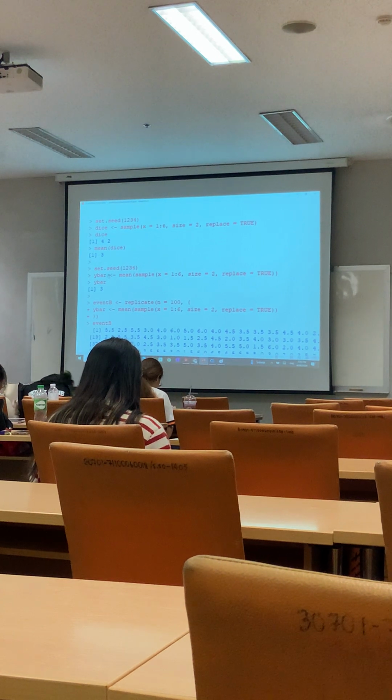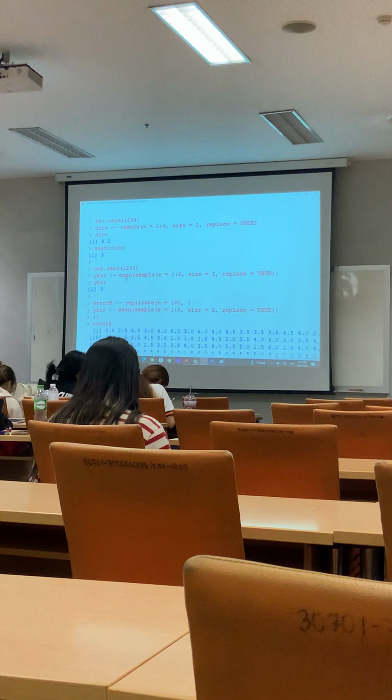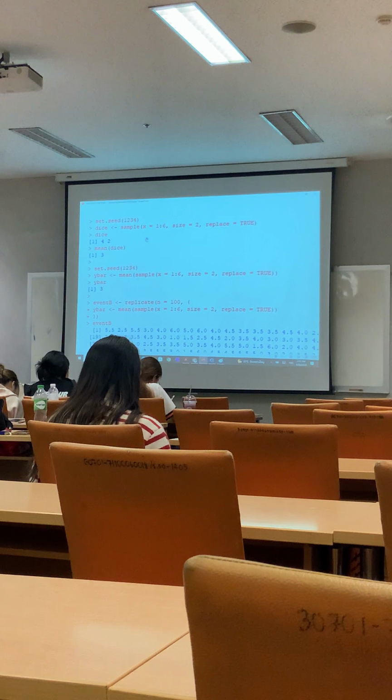Now I want to make it shorter, but again I set the seed number to be the same, so I should have the same random outcome. You can see that I use the same code as above, sample 1 to 6, size is 2. But now I calculate the mean straight away. I combine this line and this line together, create the mean straight away, and define that to be y bar. You can see that y bar is 3, right? So it's the same. Whether you use these two lines or combine them into one line, it gives you the same y bar.